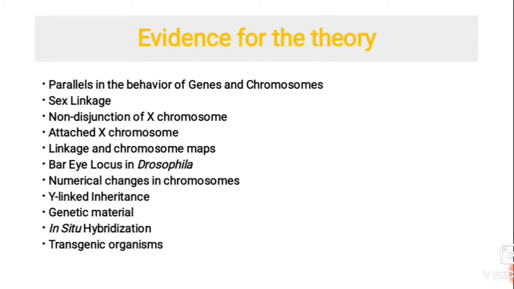Next is linkage and chromosome maps. In 1910, Morgan described the phenomenon of linkage and recombination, which is crossing over, between two sex-linked genes in Drosophila. A little later, he described linkage between some more sex-linked genes and proposed that the strength of linkage between any two genes depends on the distance between them on the chromosome. In other words, the frequency of recombination between two genes depends on the distance between them on the chromosome.